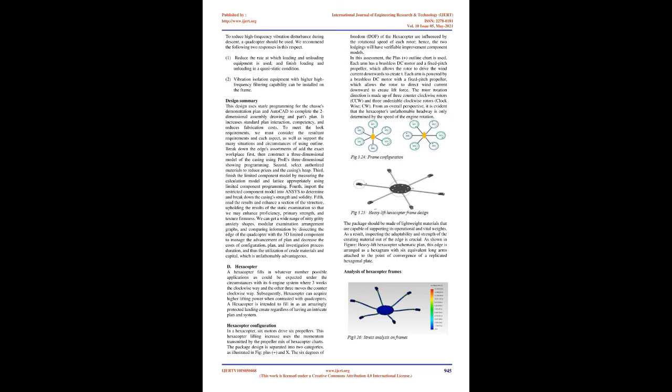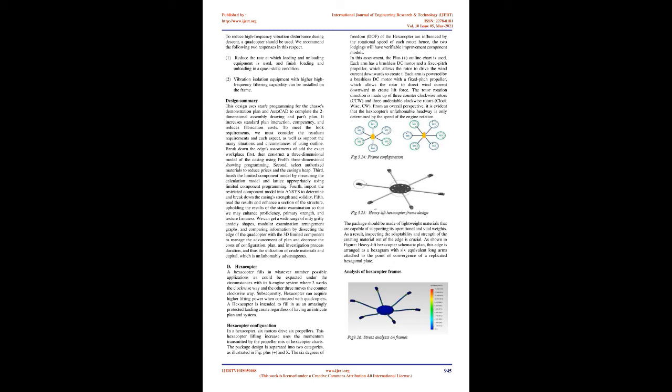A hexacopter is intended to fill in as an amazingly protected landing crate regardless of having an intricate plan and system. Hexacopter configuration. In a hexacopter, 6 motors drive 6 propellers. This hexacopter lifting increase uses the momentum transmitted by the propeller mix of hexacopter charts. The package design is separated into 2 categories, as illustrated in the figure.